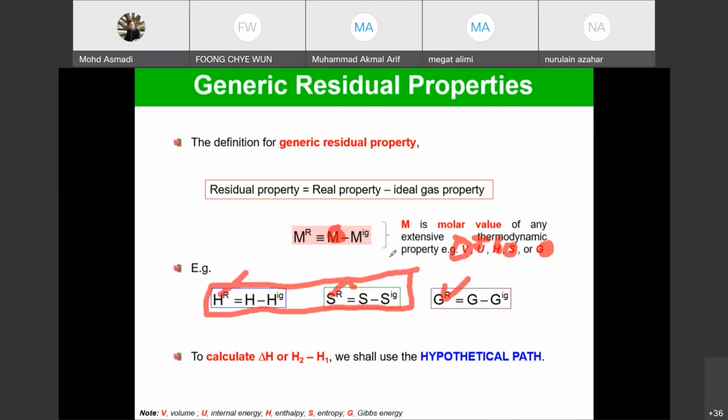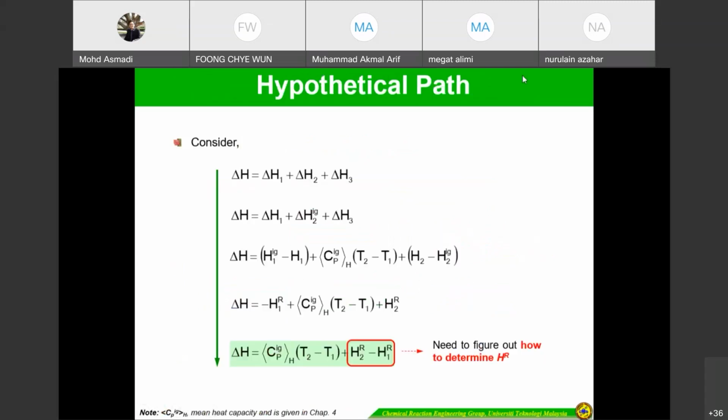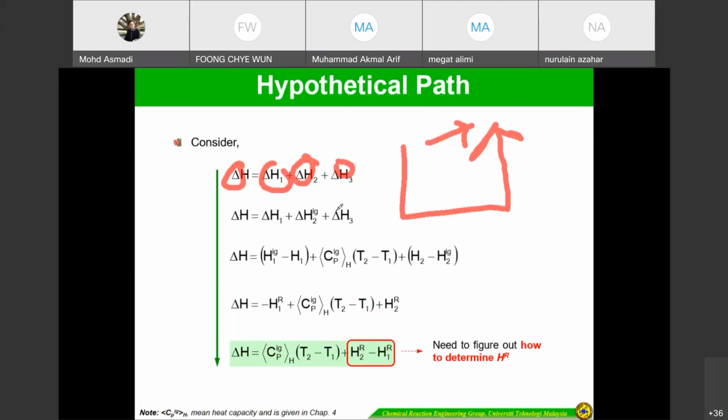To calculate these residual properties and the real thermodynamic properties, you need a hypothetical path. Please remember, without the hypothetical path, you cannot solve the problem. For example, you have a hypothetical path here, delta H, from the initial to the final state, H^ig. If you still remember, you calculate H^ig from the mean heat capacity, right? And you have this one.